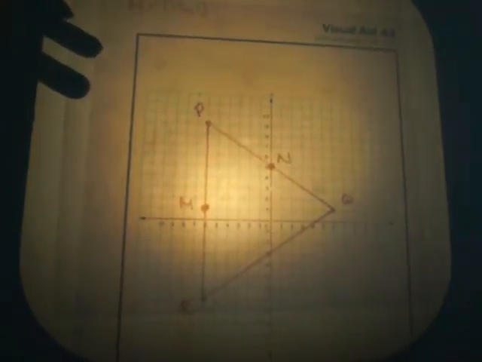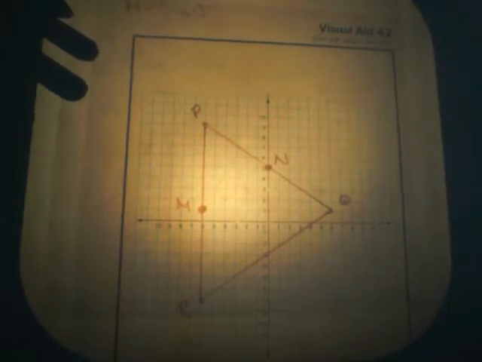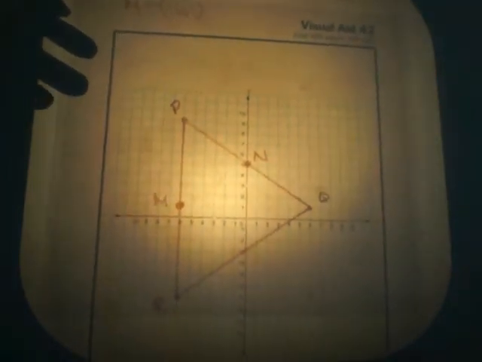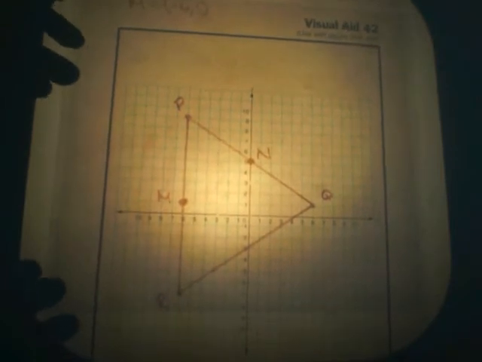If you get a point that's off your line, that means you probably made a mistake. Go back and look at what you did. Okay, check your signs and things like that. So I have my nice picture.